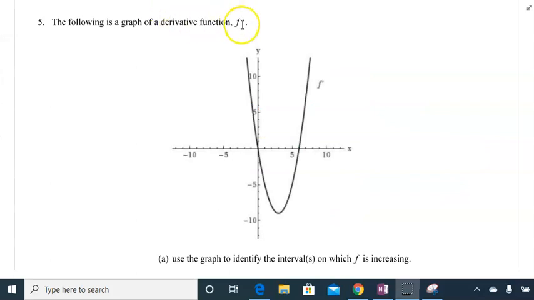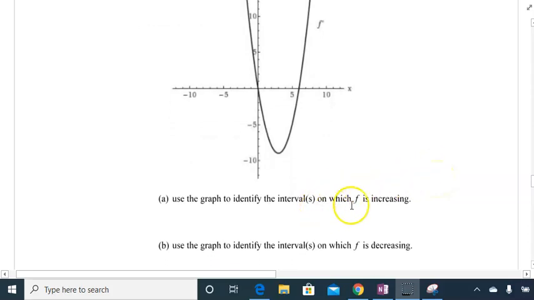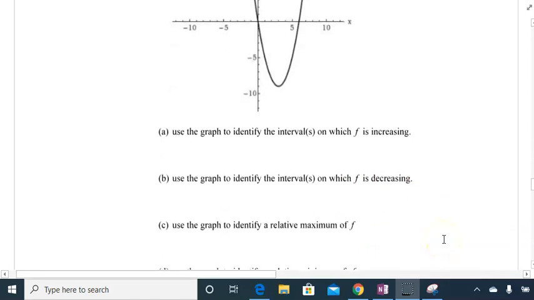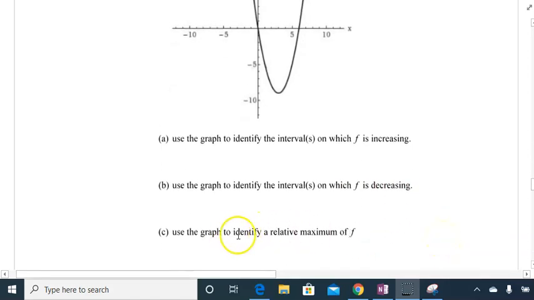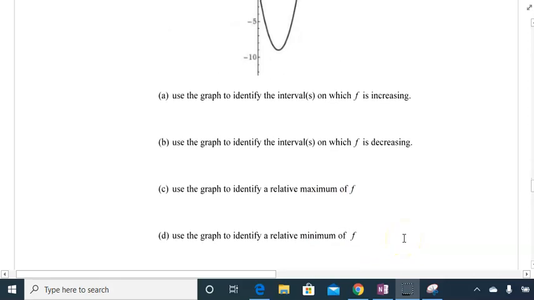Following is a graph of a derivative function, f prime. So this is your f prime function, or your derivative function. We want to use the graph of this function to identify intervals on which f is increasing and on which f is decreasing. Use the graph to identify a relative maximum of f. Use the graph to identify a relative minimum of f.